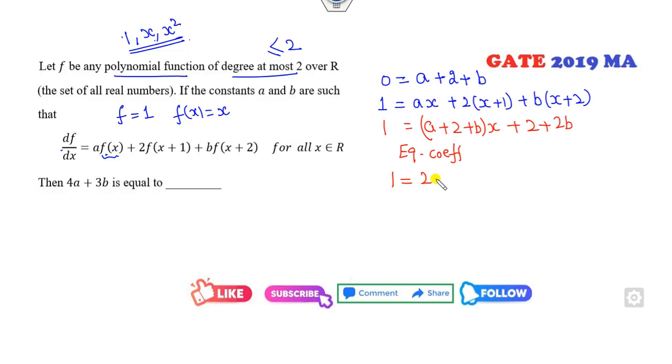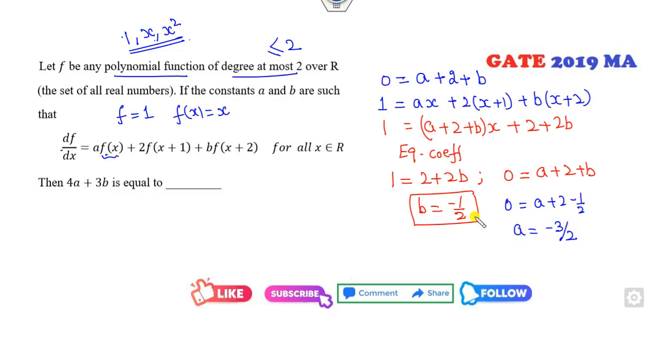Constant will be 1 is 2 plus 2b and it is 0 is here. So from here I can find b is minus half. Fine. If I substitute b here, let me write here. So it is 0 is a plus 2 minus half, 4 minus 1, 3 over 2. A is minus 3 over 2. So I can substitute here minus 12 over 2 minus 3 over 2. So minus 15 over 2, minus 7.5 is the right answer of the problem.